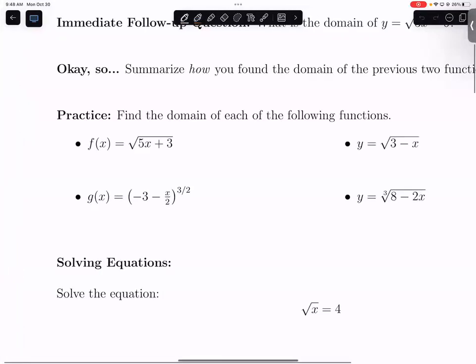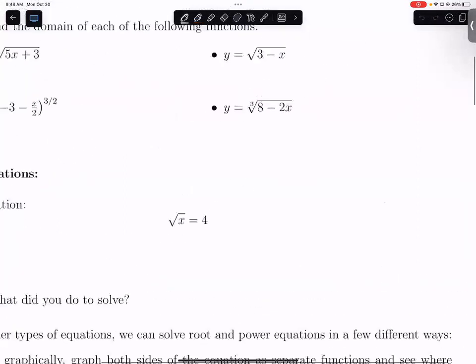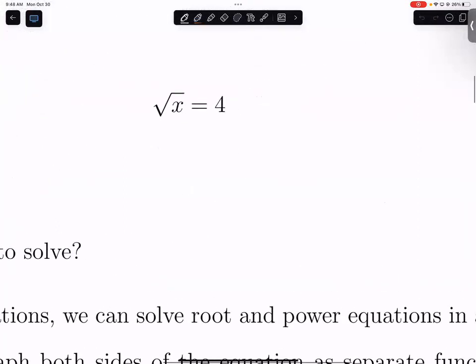Okay. Real quick, and you finish up the other two that we didn't do. Real quick, we'll spend tomorrow talking more about solving equations, but how would you solve something like this? You would just square. If I square that, then the square root goes away. If I square that, though, I have to square the whole thing. So x would be 16 then, right? 4 squared. Okay.